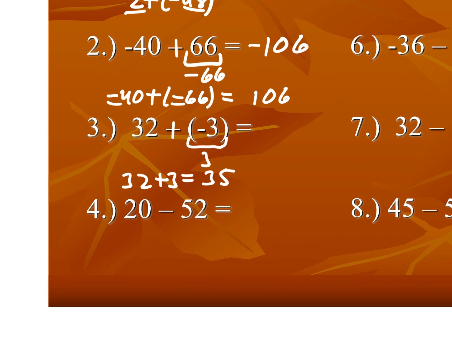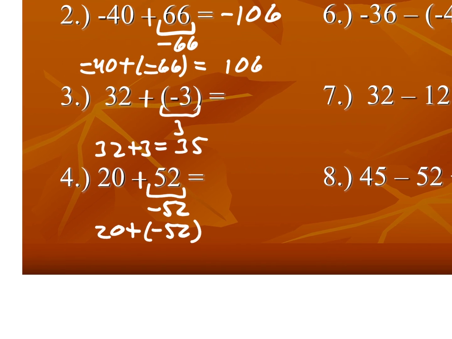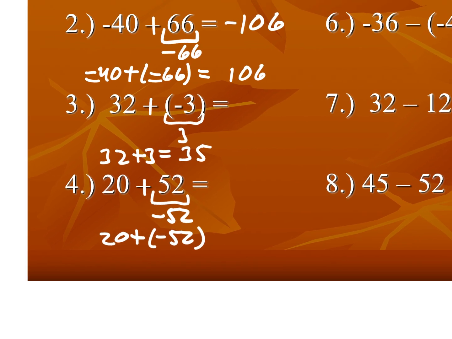And now number 4, 20 minus 52. Again, same process. Change the subtraction to an addition. Change 52 to its opposite, so negative 52. And then it ends up with 20 plus negative 52. And then you follow the rules for addition. 20 and negative 52 have different signs. So we're going to subtract 52 minus 20.